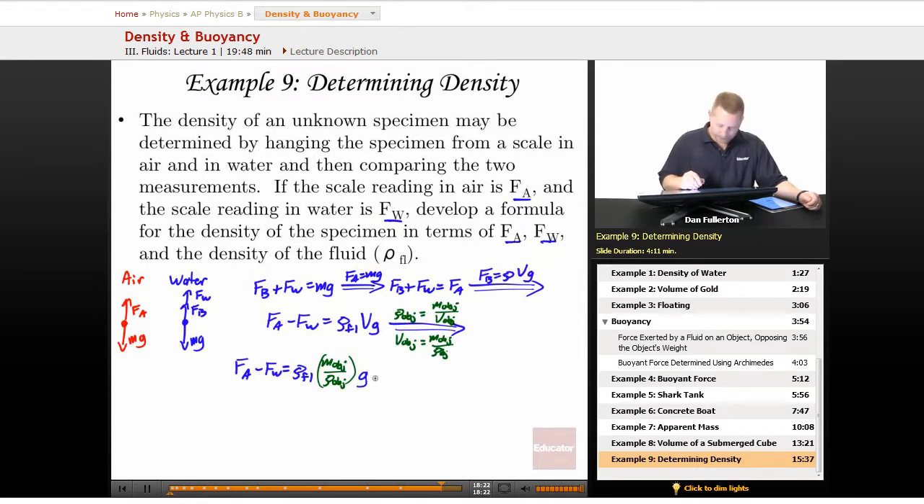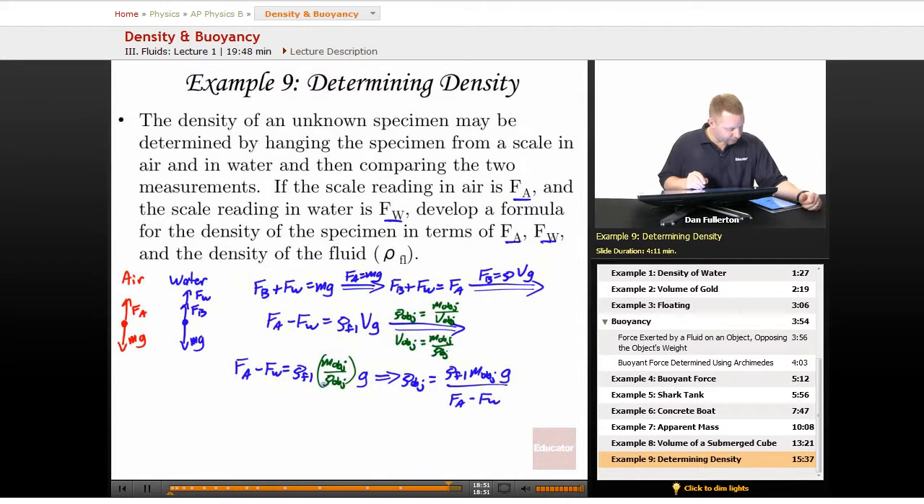Now it's just a little bit of algebra to prove that the density of the object is going to be equal to the density of our fluid times the mass of the object times g divided by FA minus FW. Just a little bit of rearrangement to get the density of the object all by itself.